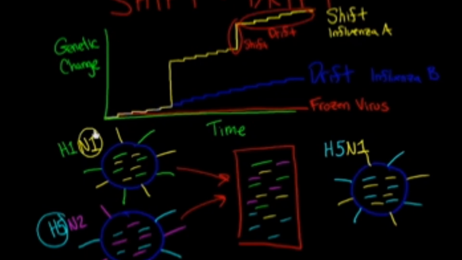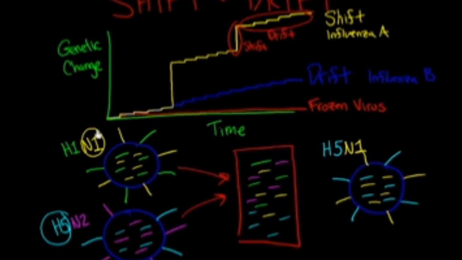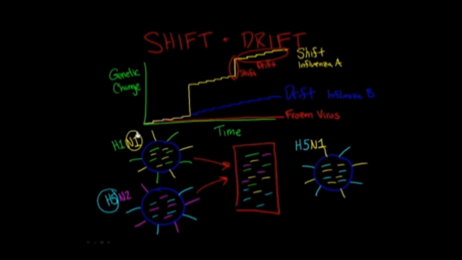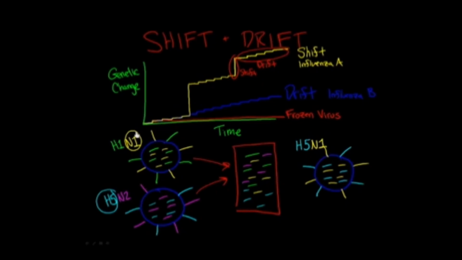It got the H5 surface protein from this parent virus, and it got the N1 surface protein from that parent virus. Now, this is a brand new influenza virus with new surface proteins that our immune system has never seen before. When antigenic shift occurs in a population, this is when we have huge pandemics because the human population isn't able to defend appropriately against this new virus. So that's the story with antigenic shift and drift, and it's definitely an important one because it shows how influenza viruses can potentially be so dangerous.